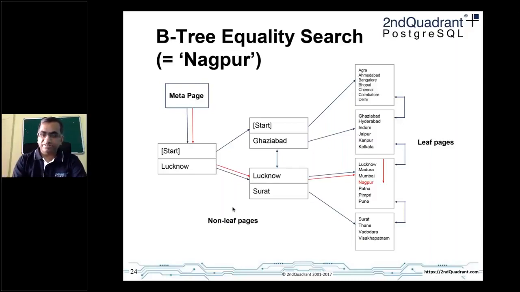And now within the index leaf page, all the tuples are again sorted. So we can use a binary search within the page to find the tuple for city Nagpur. And once we find that tuple in the index leaf page, we can use the information stored in that index tuple to actually fetch the required heap tuple. So that's how the equality search progresses in B-tree.